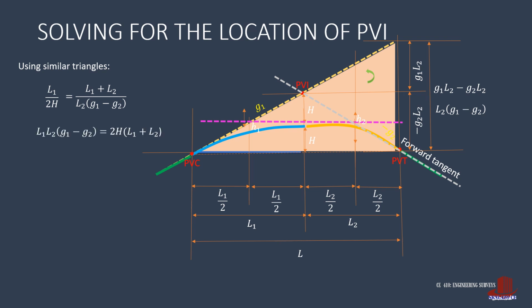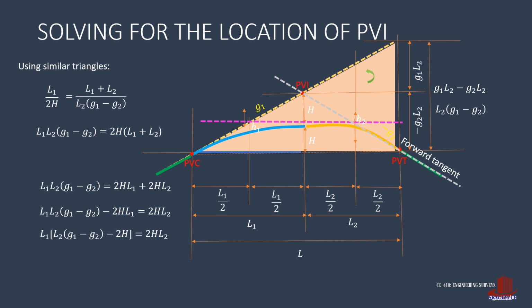Cross-multiplying the two terms, we get L1 with L2 times G1 minus G2. Then, this is equated with 2H times L1 plus L2. Simplify terms on the right to have 2H with L1 and 2H with L2. Now, transpose 2H L1 to the other side. Next is to extract L1 from the binomial, making the function L1 times the binomial L2 with G1 minus G2 and negative 2H. This large binomial is placed to the other side to isolate and have the function for L1.